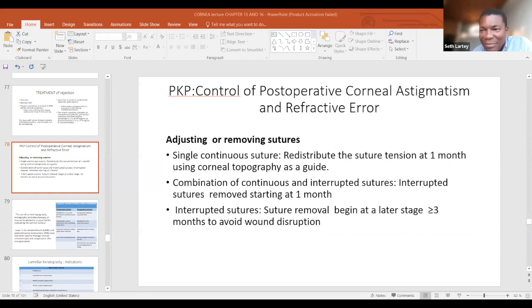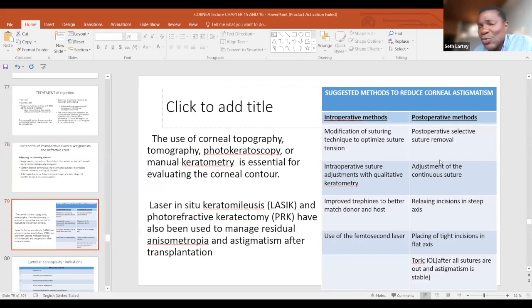Right. So that brings us to the end. I will just throw up this slide here, which I think is very important. I think when we do corneal transplants, oh, my internet is unstable again.